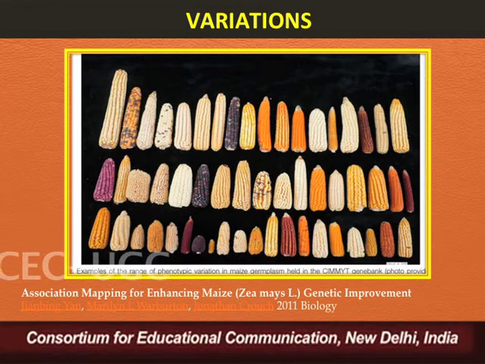What are the factors here? I am not going into that. You already know what factors cause variation in the color of the seeds of the corn, but what role does variation play in evolution? I will be talking about that.